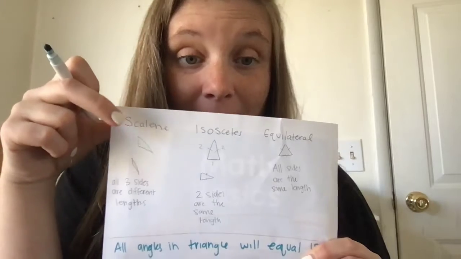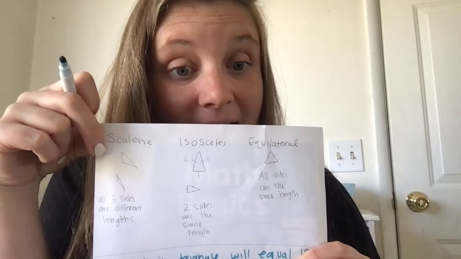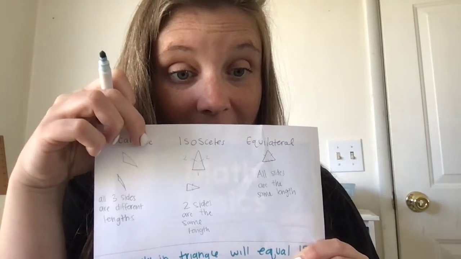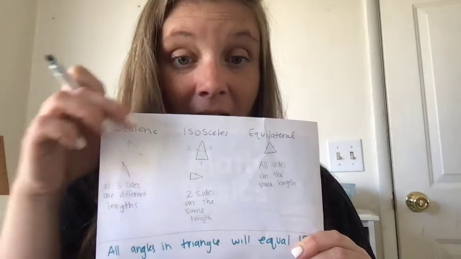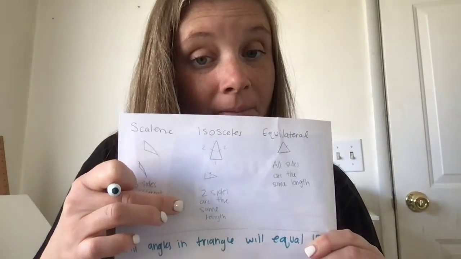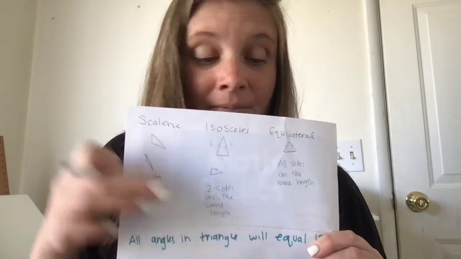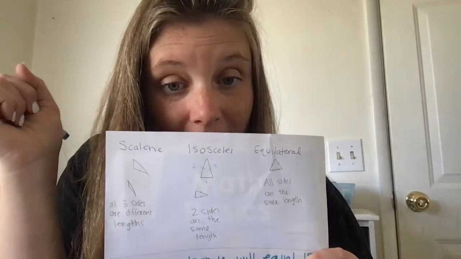These classify triangles by their sides. Scalene. All three sides are different lengths. Isosceles. Two sides are the same length. At least two sides. Equilateral. All sides are the same length.